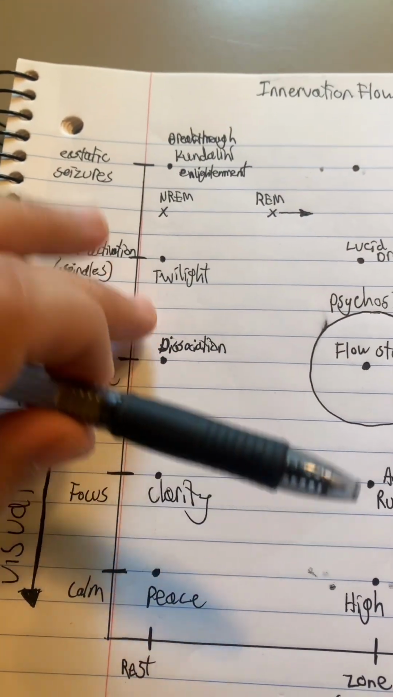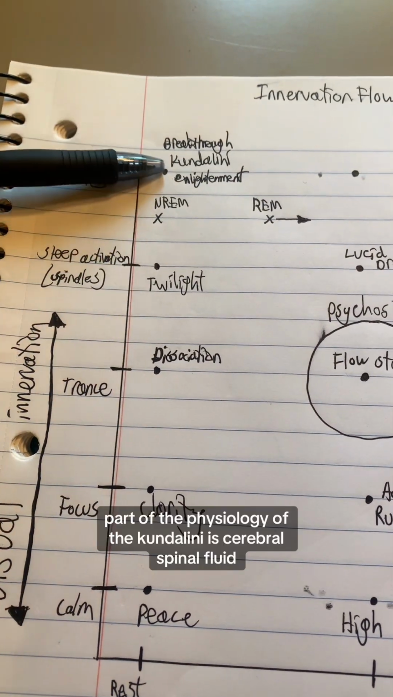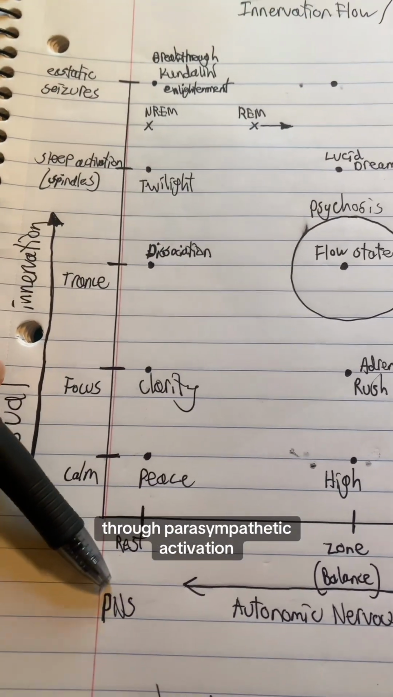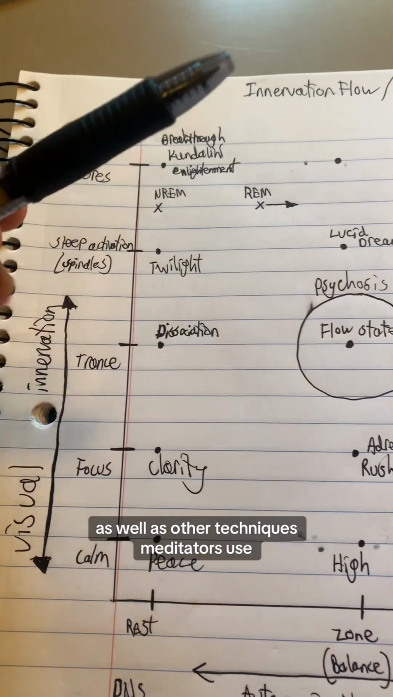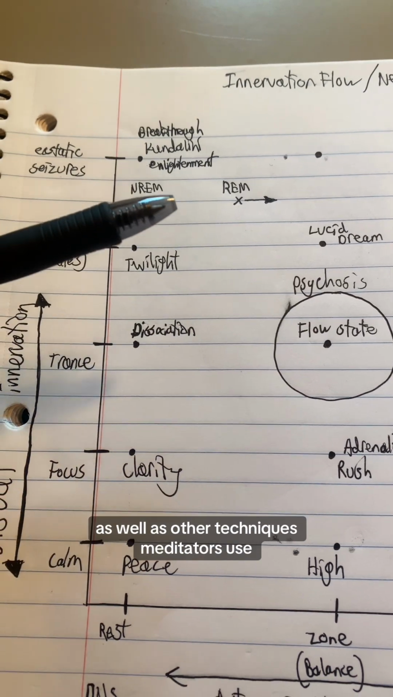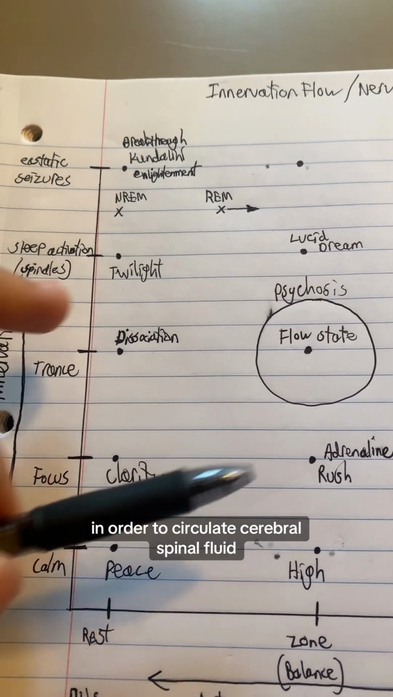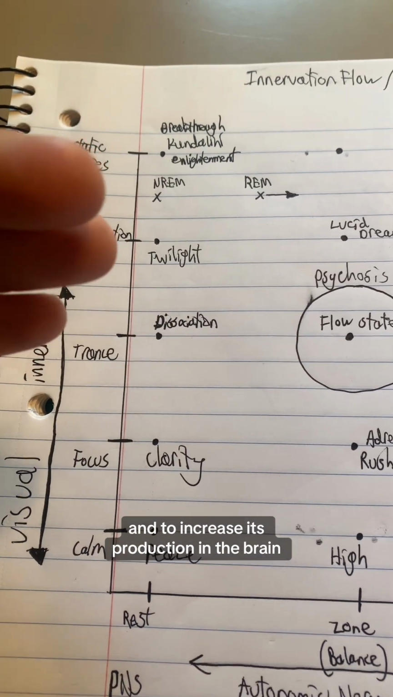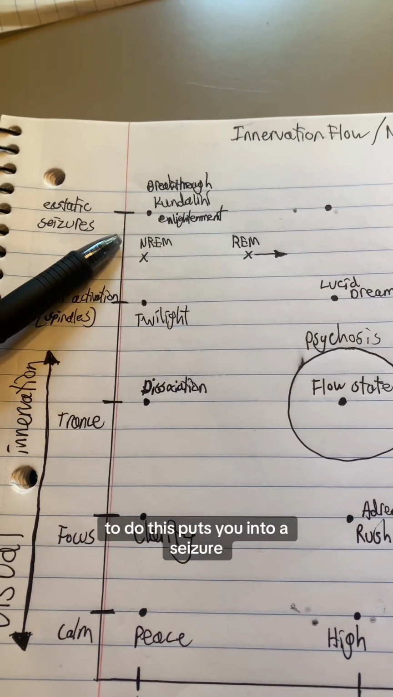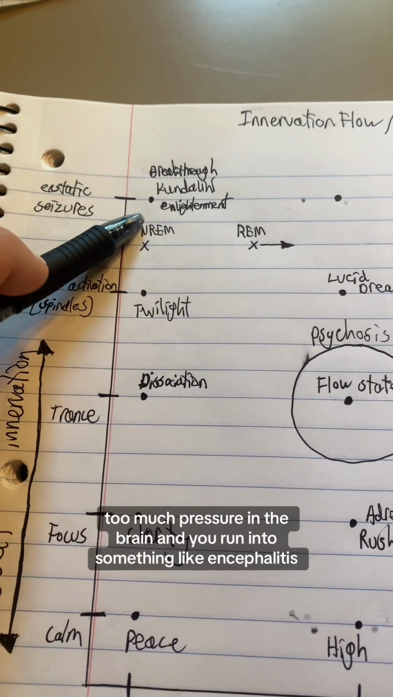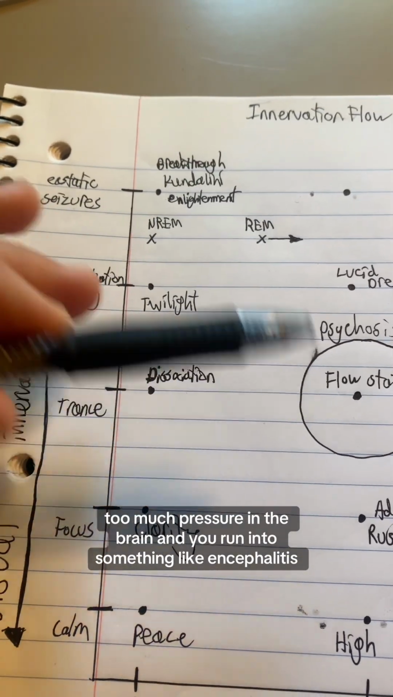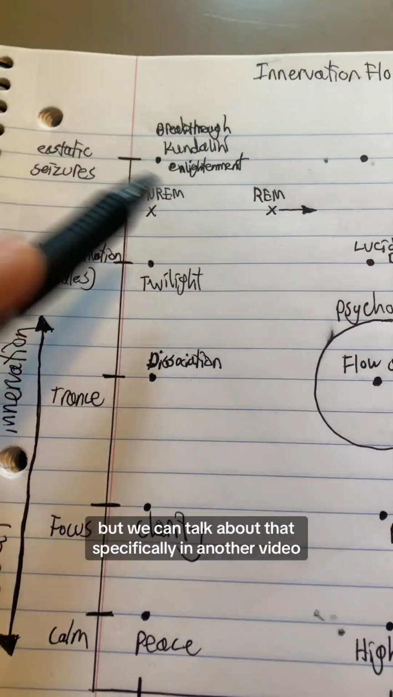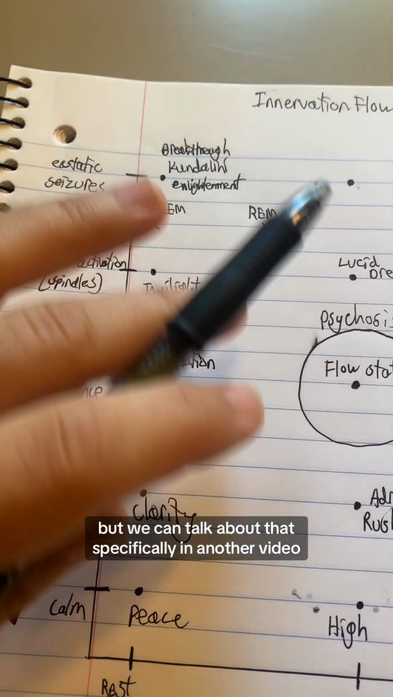For kundalini, which is this latent energy that is awakened at the base of the spine and sent up into the brain, part of the physiology of the kundalini is cerebral spinal fluid through parasympathetic activation, as well as other techniques meditators use in order to circulate cerebral spinal fluid and to increase its production in the brain. To do this puts you into a seizure. Too much pressure in the brain and you run into something like encephalitis, which is brain swelling and inflammation in the brain. But we can talk about that specifically in another video.